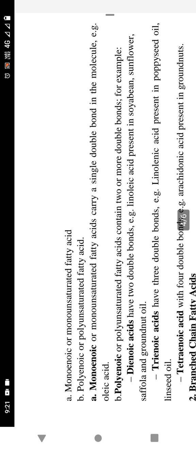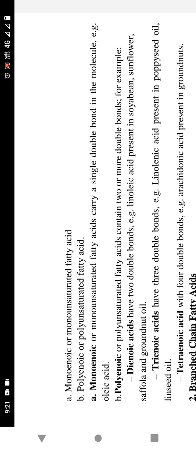Next, unsaturated fatty acids. Opposite to saturated fatty acids, these contain double bonds in their hydrocarbon chain. They are subclassified by the number of double bonds present in the structure as follows: monoenoic or monounsaturated fatty acids, and polyenoic or polyunsaturated fatty acids. Monoenoic or monounsaturated fatty acids carry a single double bond in the molecule. Example, oleic acid from olive oil.